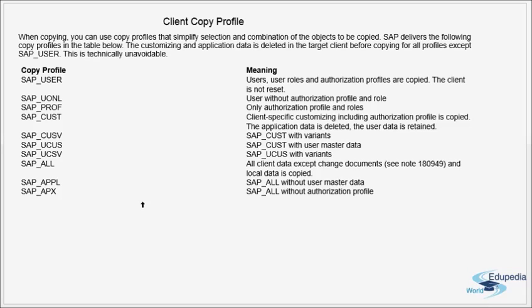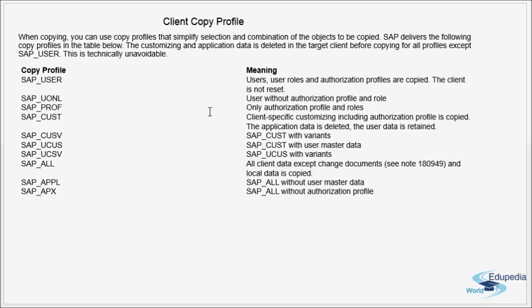The customizing and the application data is deleted in the target client before copying for all profiles except SAP_user. This is technically unavoidable. So to simplify our work, if we want to copy a set of data, SAP comes up with copy profiles. Now, in the target client, the customizing and the application data is deleted before copying for all profiles except SAP_user.